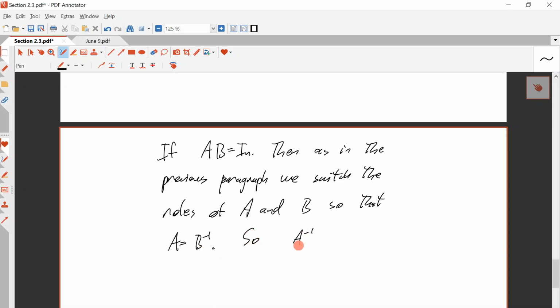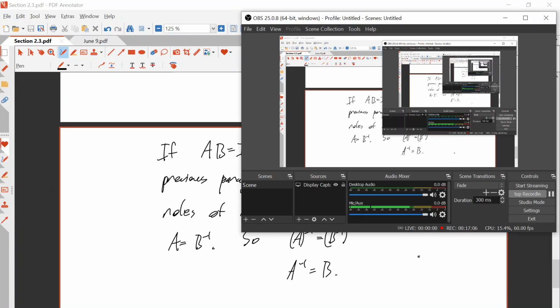So now the inverse of B inverse is equal to B, and that gives you that A inverse is equal to B. Okay, so if you have a matrix multiplied by A on the right, then it turns out that A is going to be equal to B inverse. So that means that B is going to be equal to A inverse. Okay, so that is the lecture for section 2.3.